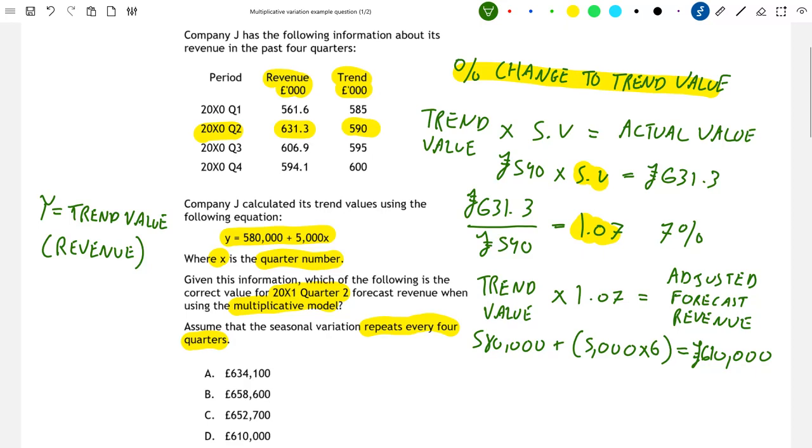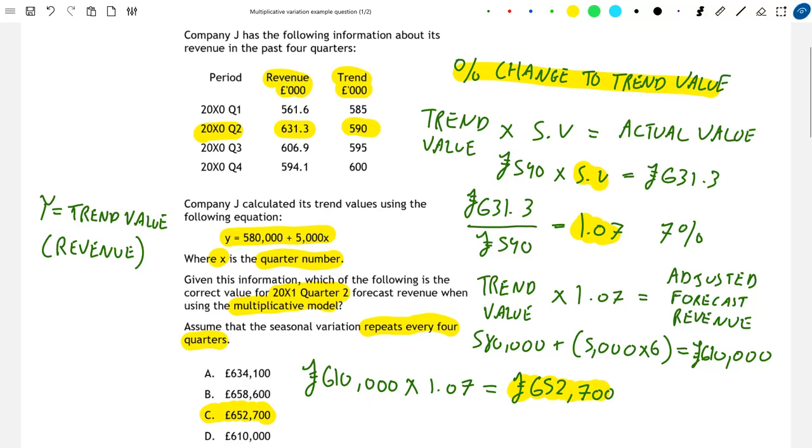So let's take our figure of £610,000, multiply it by 1.07, again a 7% increase, that is our multiplicative seasonal variation, and this gives us £652,700. And this is our forecast revenue for 20x1 quarter 2 using the multiplicative model and assuming that the seasonal variation repeats every 4 quarters.